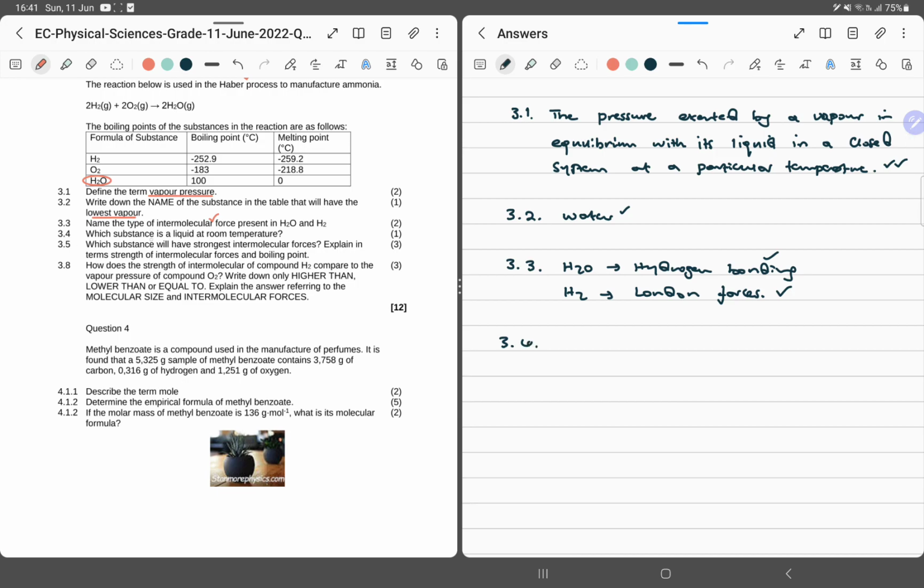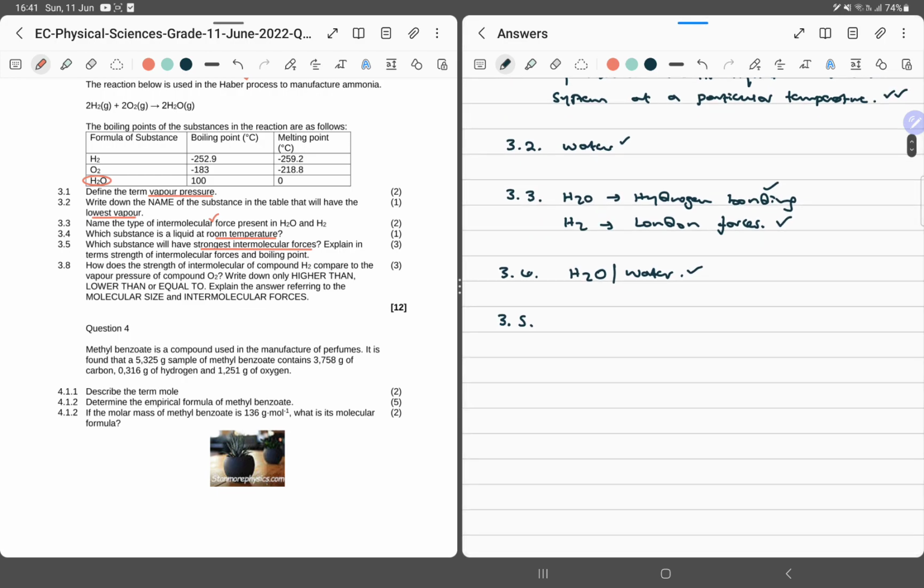Question 3.4 says, which substance is a liquid at room temperature? It is water. So here you can either write a formula because they didn't specify, or the name. 3.5, nice and easy. It says now which substance will have the strongest intermolecular forces? Explain in terms of strength of intermolecular forces and boiling point. So which substance is going to be that? It's going to be water.